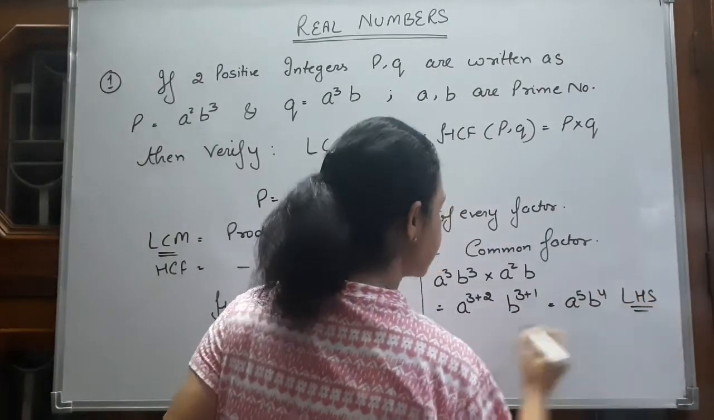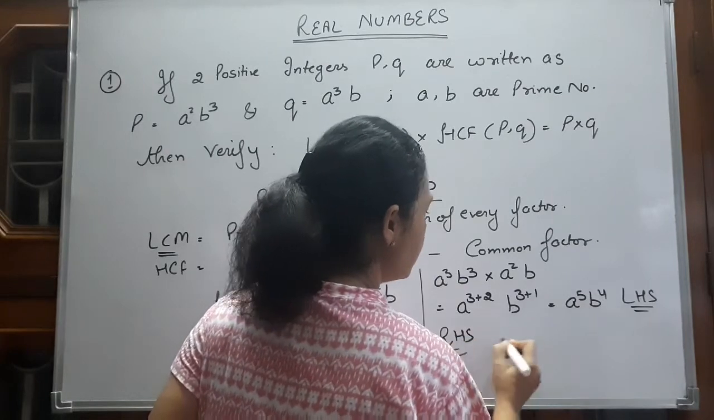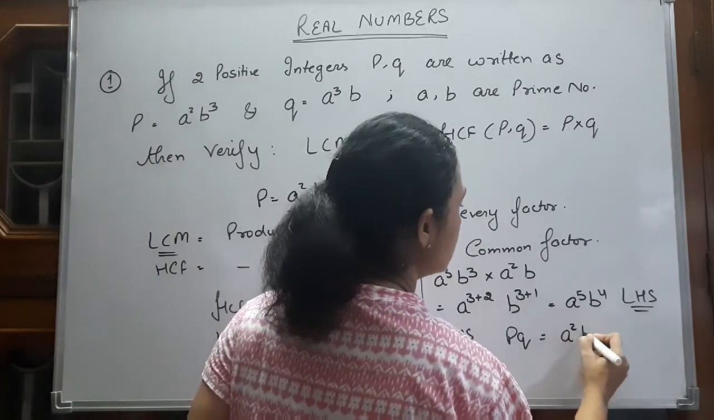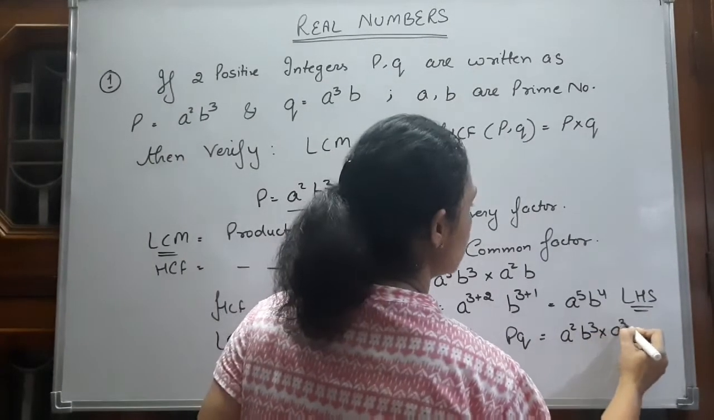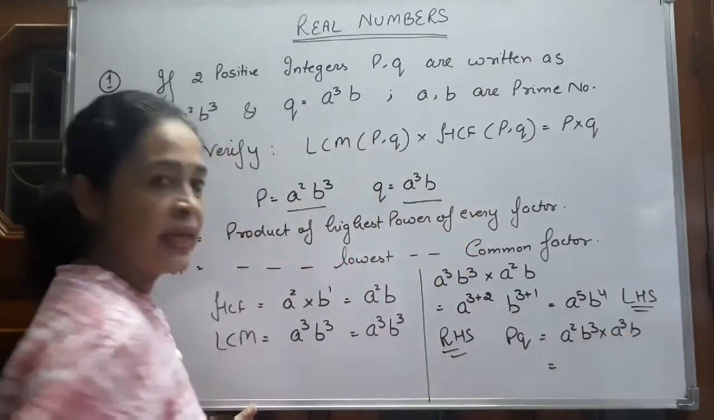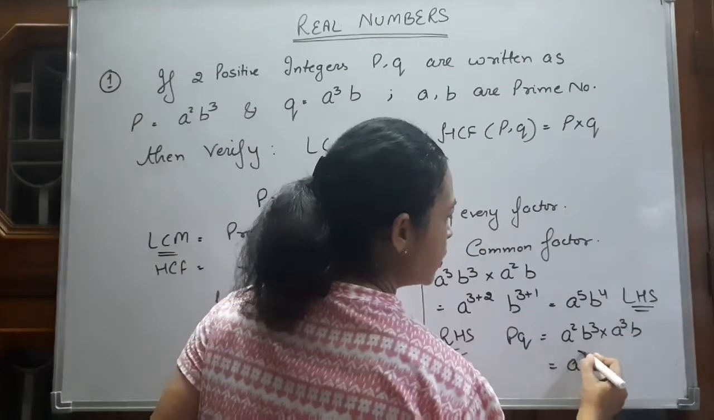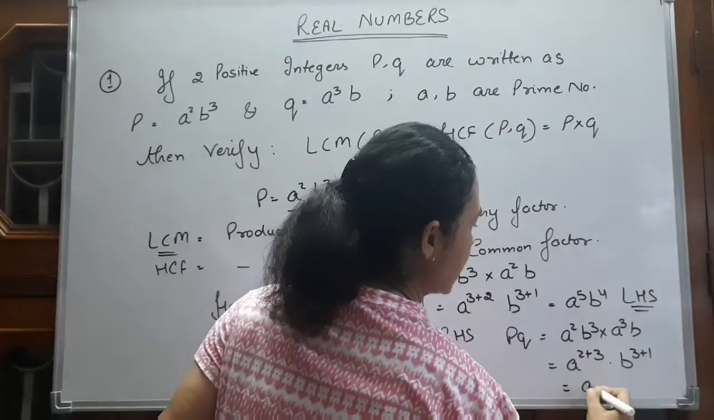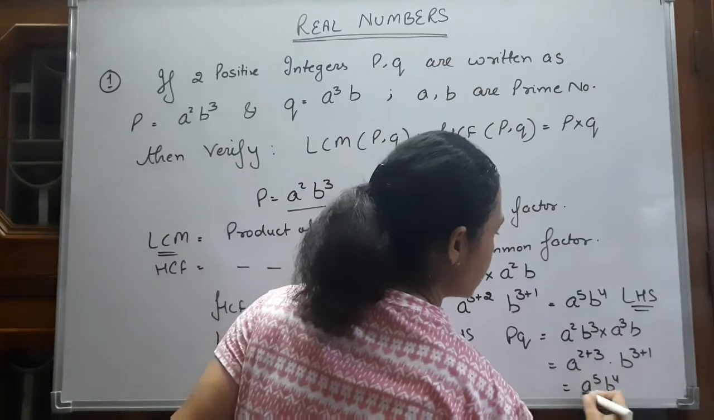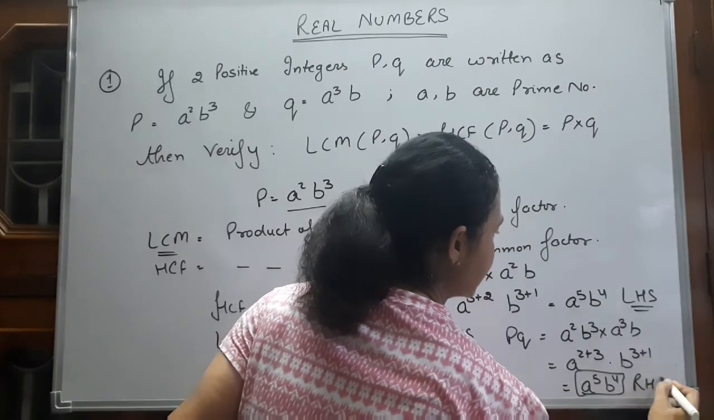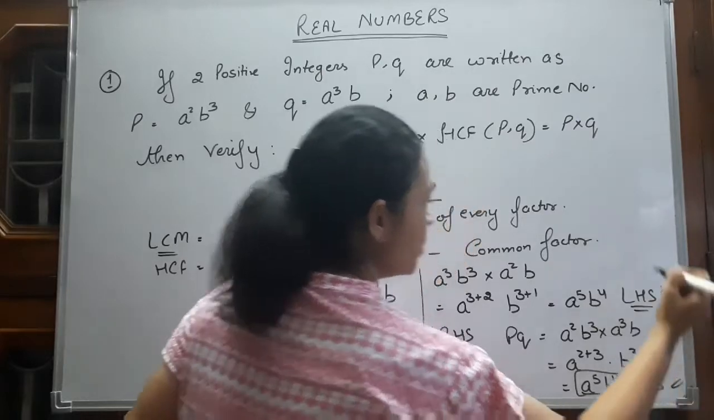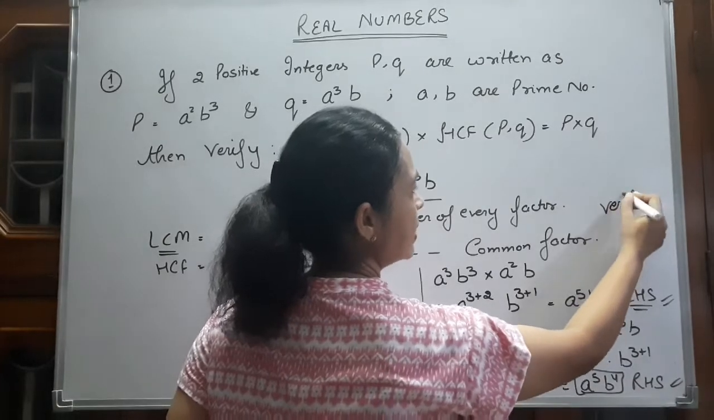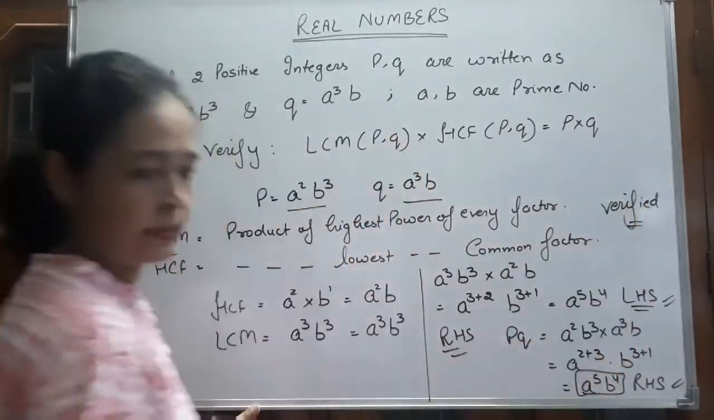Now take right hand side. What is right hand side? pq. What is p? a square b cube into q, which is a cube b. Base is the same. a की power 2 plus 3 into b की power 3 plus 1. We have a की power 5, b की power 4. So this is our left hand side, and left hand side is equal to right hand side. So we have verified our answer.